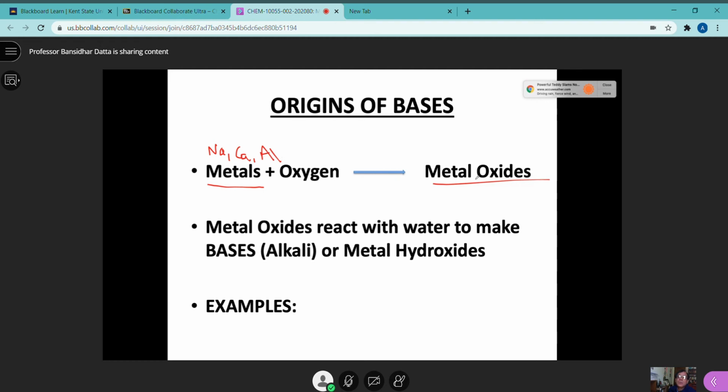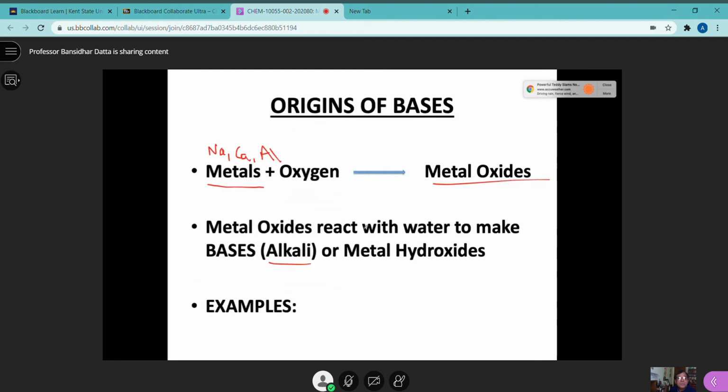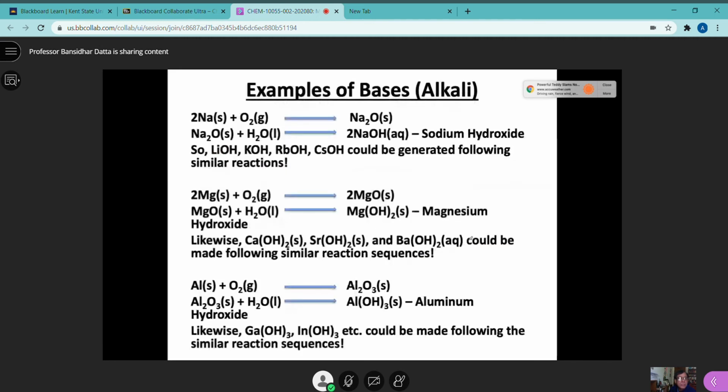They will make compounds with metal oxides. These metal oxides, when reacting with water, make bases, alkali. Remember the group 1 metals are called alkali metals? The name came from alkali, because that's where they were first discovered. But other group 2A and group 3 elements also make the same kind of things. The metal oxides make metal hydroxides, MOH, depending on group 1 or group 2. Examples are as follows.